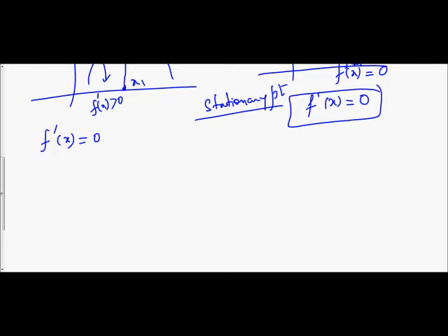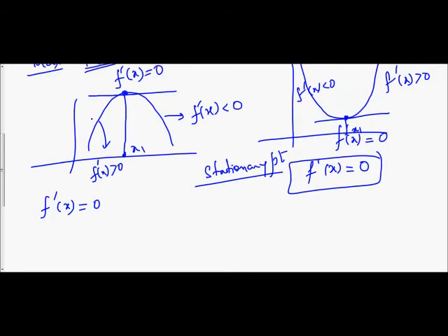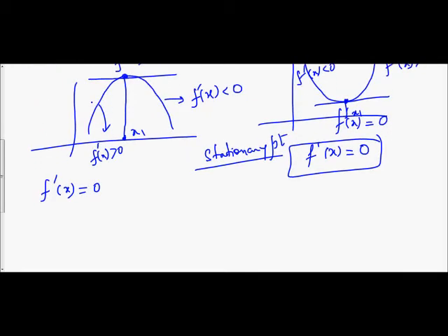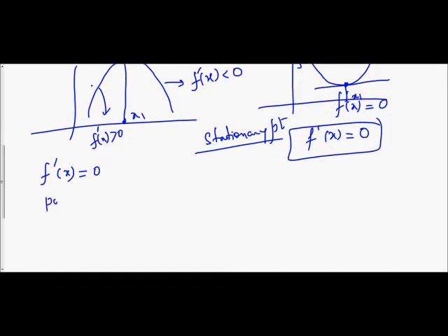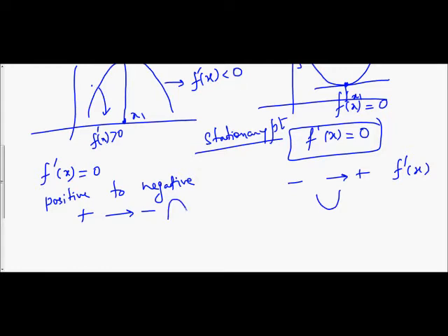So how do you say which is maximum and which is minimum? For maximum, f dash x changes from positive to negative. Remember this, positive to negative is maximum and negative to positive for f dash x is minimum. So this comes like this and this goes like this. So you have a maximum here and you have a minimum here.